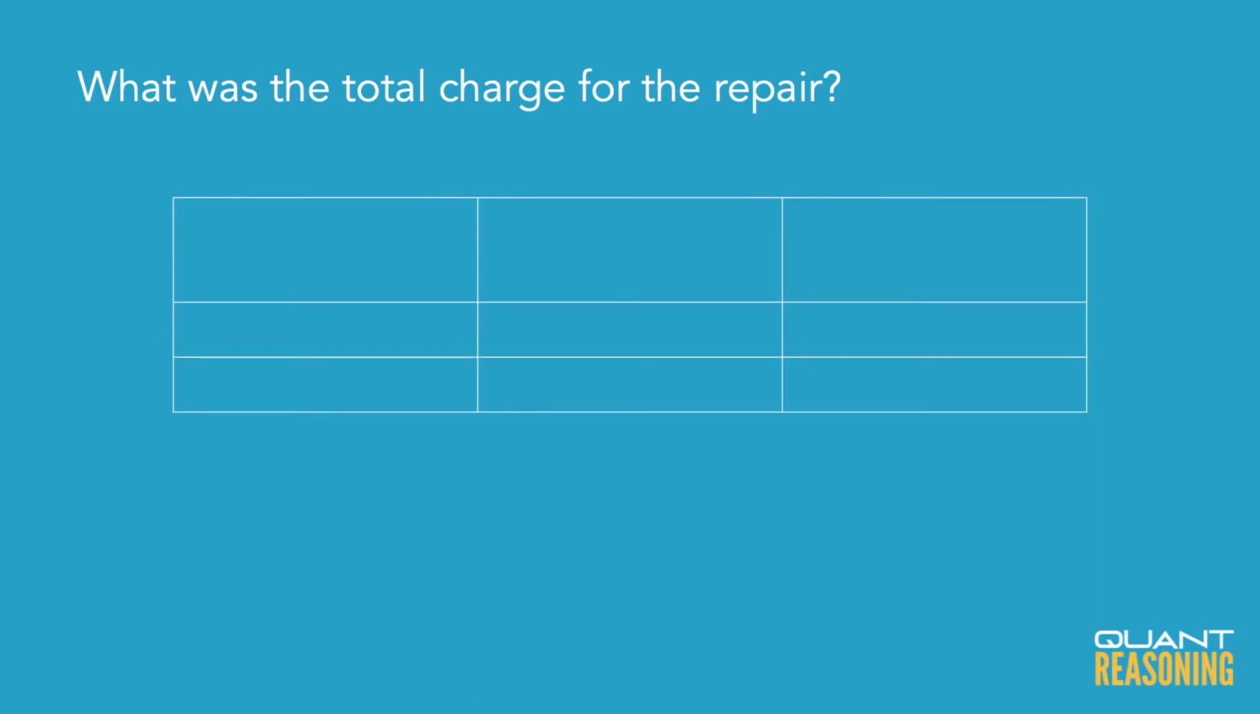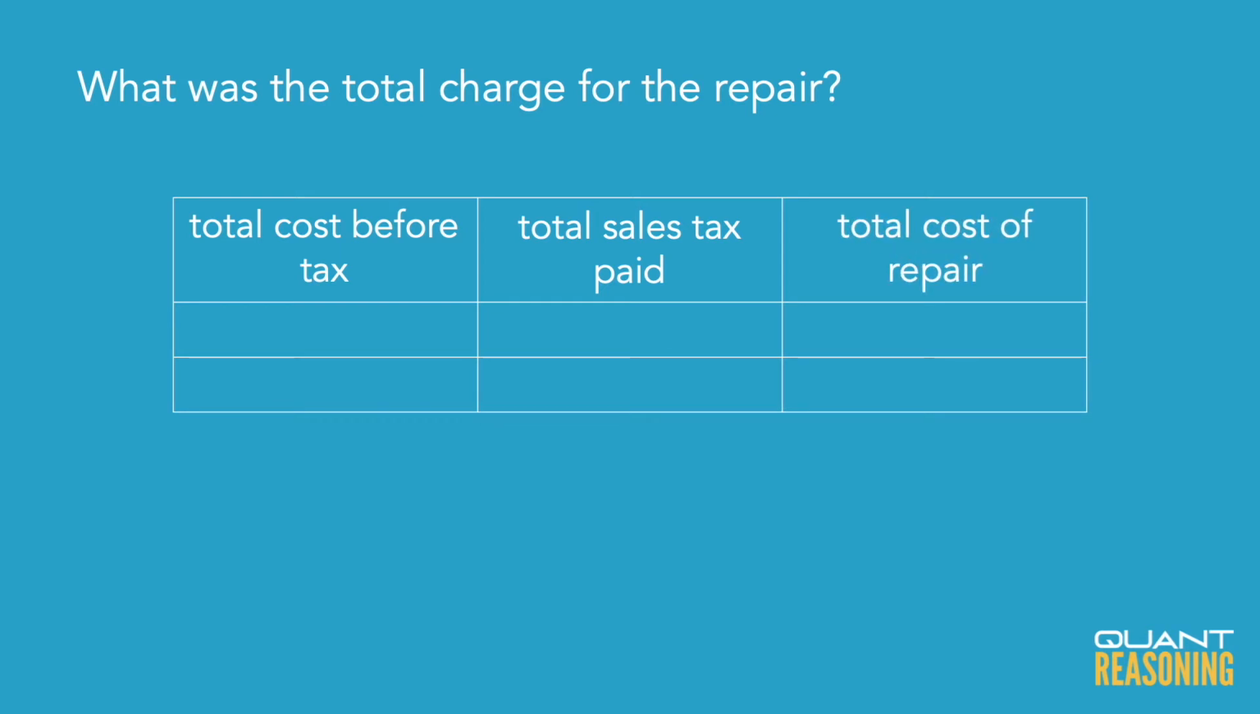Now, just for our purposes, and I would definitely not do this at the test center, but just so we can learn something from this, you could set up a ratio table. You could say, here's the total cost of the repair before tax. So that's just parts plus labor before tax. And then here's the total amount of sales tax paid. And then the third column will have the sum of those two things. So that's the total cost of the repair. That's what the question was asking for.